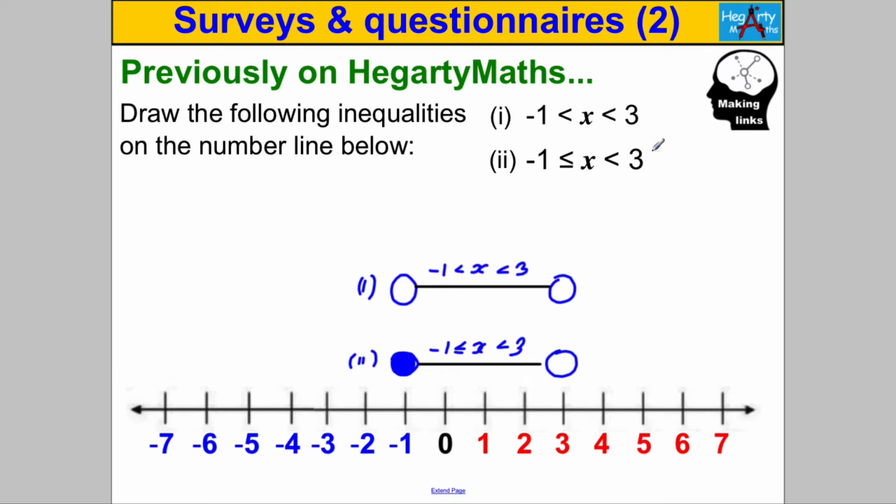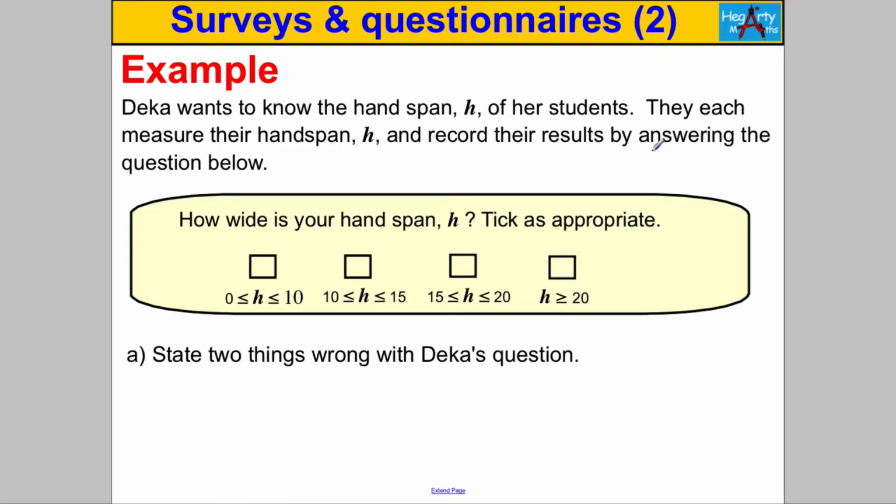Anyway, let's get on to a question involving a questionnaire and an inequality. So pause the video and have a go at the following. So Decca wants to know the handspan H of her students. They each measure their handspan and record their results by answering the question below. How wide is your handspan H? Tick as appropriate. And there are two things wrong with this question. Can you think what they are?